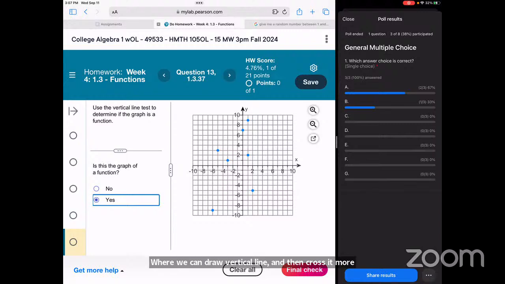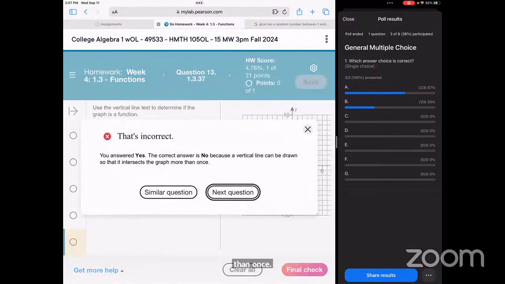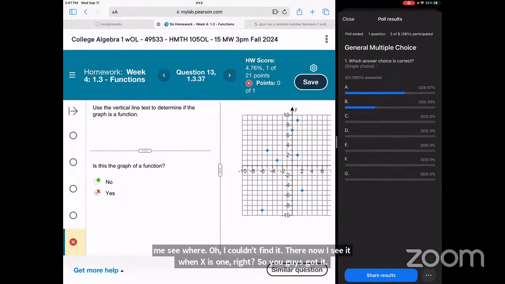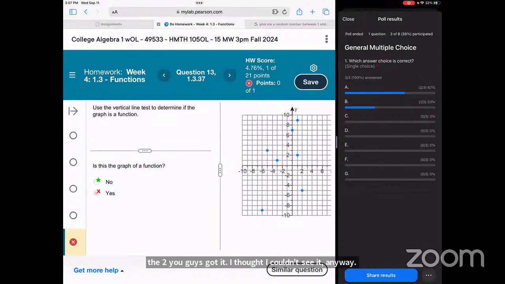Oh, okay, you guys won that one. I got it wrong. Let me see where. Oh, I couldn't find it there. Now I see it. It's when x is 1, right? So you guys got it. I thought I couldn't see it anyway. So I got it wrong. I'm going to hit similar exercise.